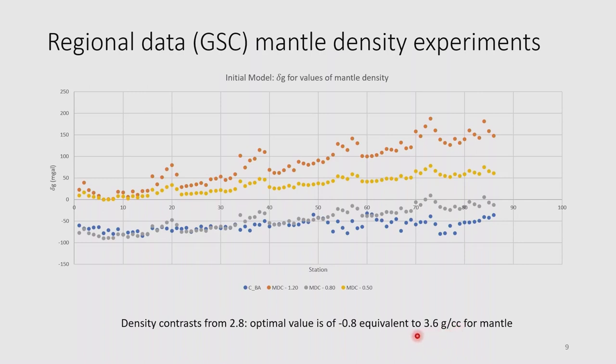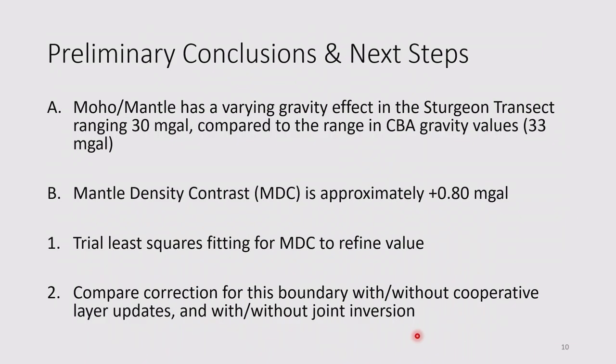He's now got a model that he can confidently use to extract the super regional, and the next stage is to invert the intermediate and the transect scale data. So these are the preliminary conclusions and next steps.